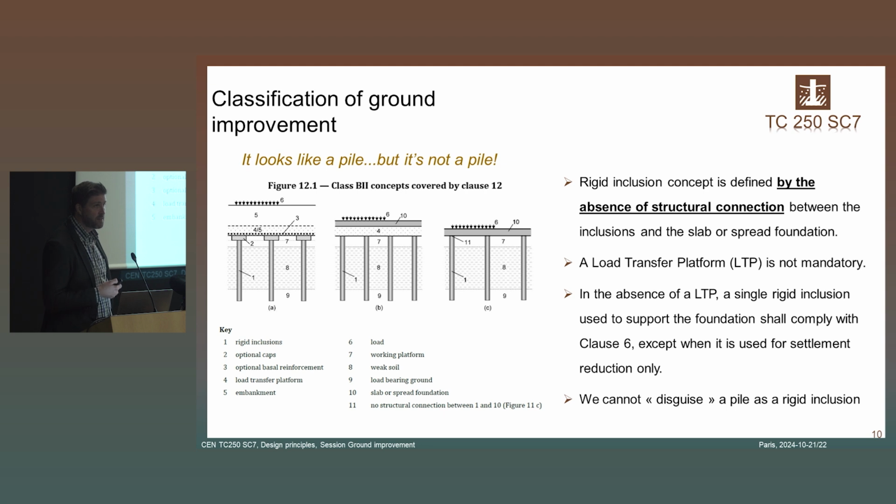But in the absence of an LTP, a single pile used with a ULS cannot be designed as a rigid inclusion. We cannot disguise a pile as a rigid inclusion. Thus, for ULS, a single rigid inclusion is a pile, and you have to design it according to clause 6 presented this morning. For use in settlement reduction, you can use these single rigid inclusions according to clause 12.